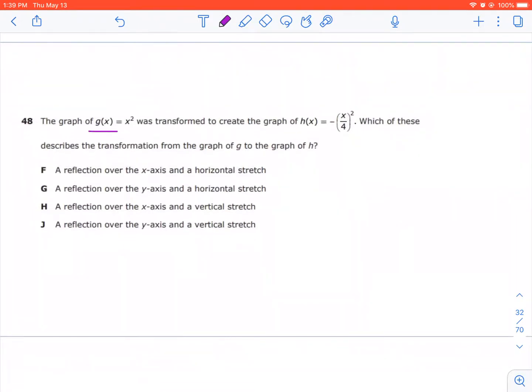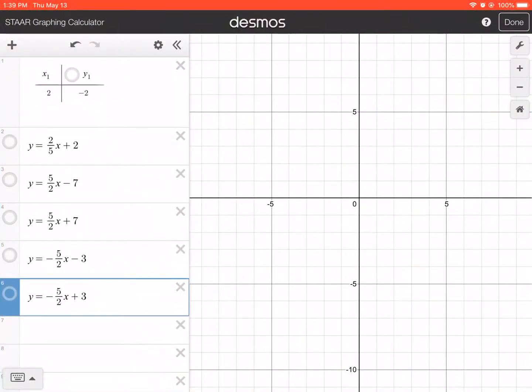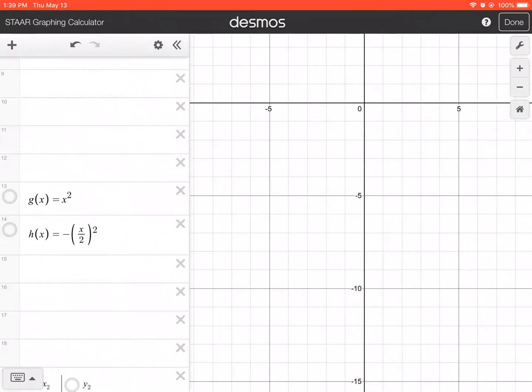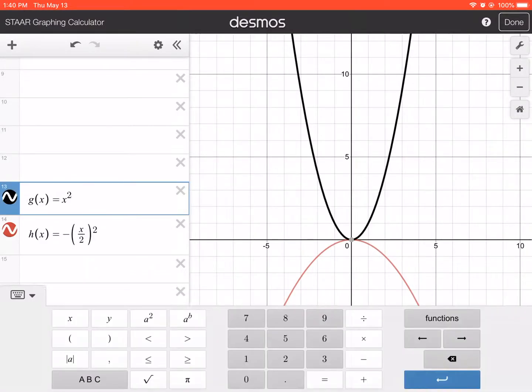For this question, again, we're going to type in everything that we're given exactly as it is, and we're going to look to see what happens. All right, let me turn those on so we can see. And we have a picture of what's happening. This one right here is the parent function. The parent function for a parabola is x squared, and we're going to start that off with g of x this time. Usually it's f of x, but in this case they wanted g of x.